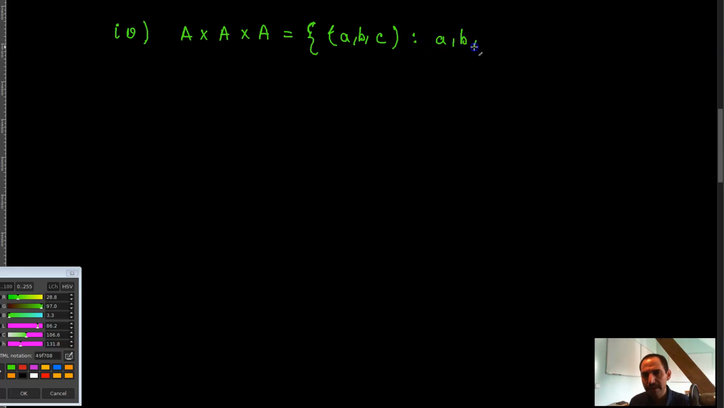And statement number four, we have A times A times A, the Cartesian product of these three sets A, A, and A, which is defined as these triplets of a, b, and c, such that a, b, and c belong to the set A. And basically whatever you see over here is called an ordered triplet. Okay.